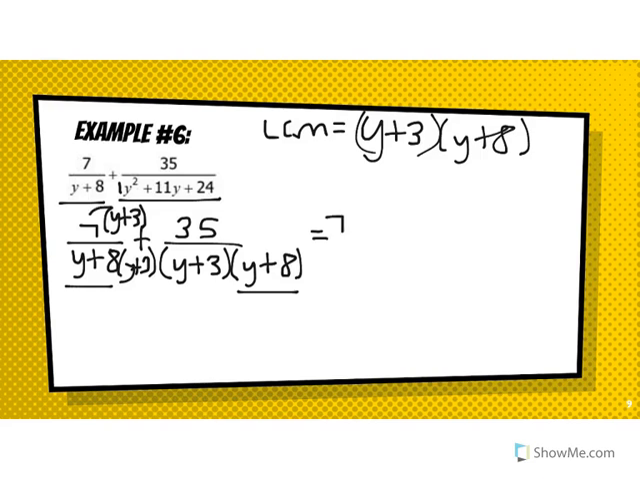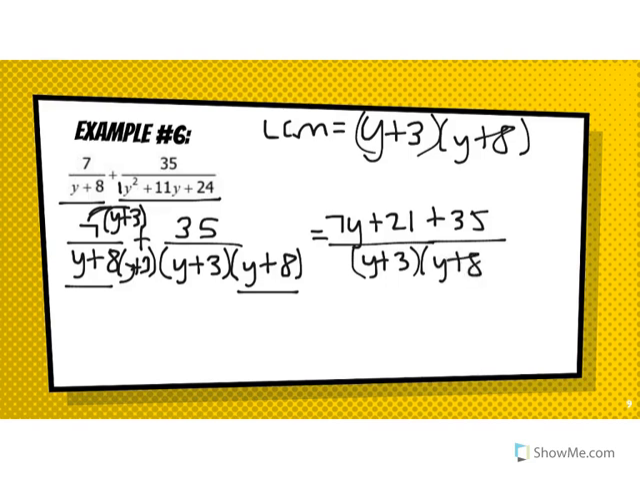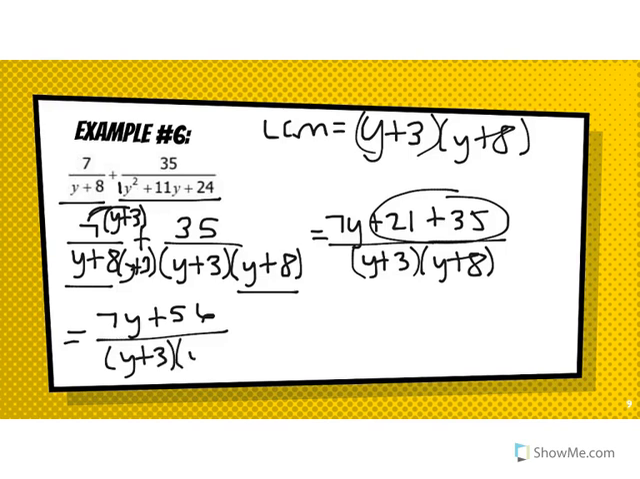Distribute this while we're doing that. So 7y plus the 7 times 3, which is 21, and then it's going to be plus 35. So we now get to write this all over our LCM. Leave it in factored form again because you don't want to redistribute this and then have to factor it again to see if we can simplify. Go ahead and combine these like terms. 21 plus 35, we get a 7y plus 56, and then we get a y plus 3 divided by y plus 8.